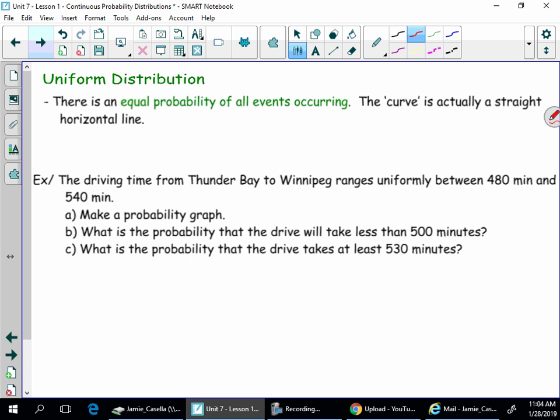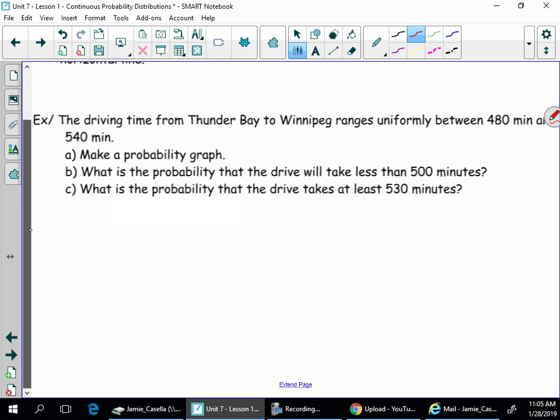What does that mean? Let's take a look at an example. The driving time from Thunder Bay to Winnipeg ranges uniformly, there's my key word, between 480 minutes and 540 minutes. In other words, each of the times in between are equally likely.